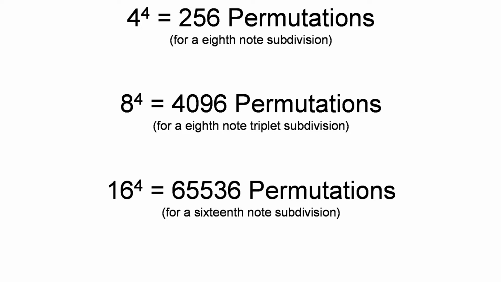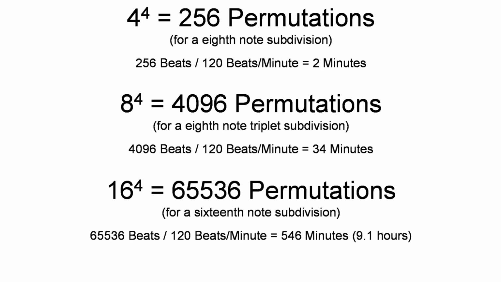Well, now, while some of these numbers seem pretty big, let's say you're sitting at a drum set and you're playing them at a tempo of 120 beats per minute. Or in other words, every minute you work through 120 of these permutations. How long would it take you to play through all of them? Well, it's a pretty simple calculation. The first one, 256 beats divided by 120 beats per minute, gives you 2 minutes. For triplets, it's 34 minutes. And for 16th notes, it's 546 minutes, or about 9.1 hours.